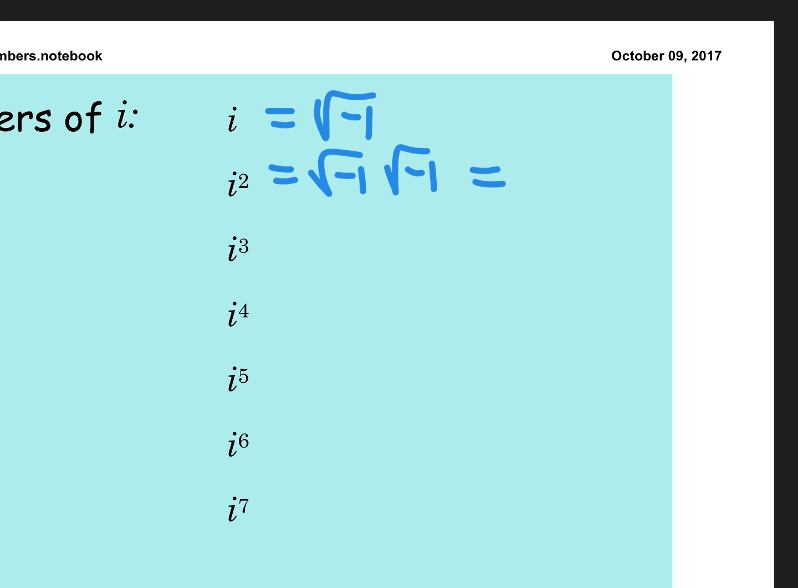-1. Any other guesses? 1. Those are the 2 logical guesses. Probably either -1 or 1. So now I'm going to tell you it's one of those two. Now I want you to take a side. Talk to the kid next to you. What side do you think it is?